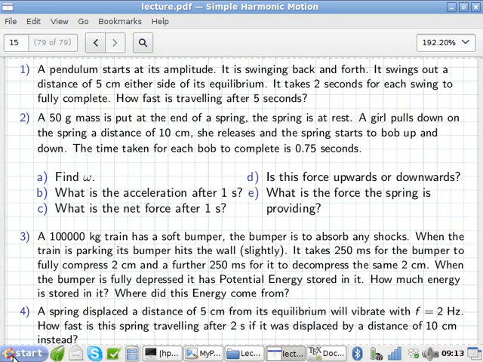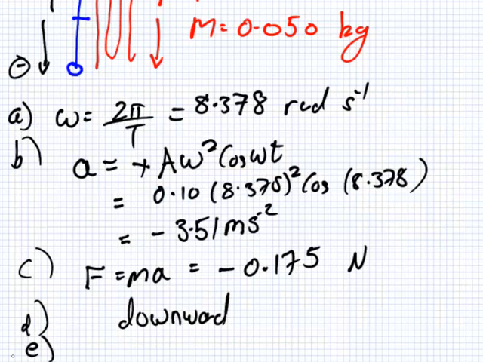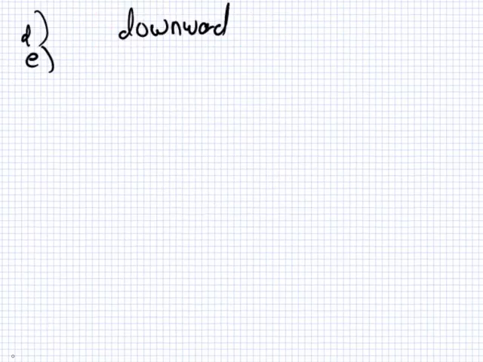What is the force the spring is providing? Now you might think, oh, well it's 0.175 downwards, but no, because there's also gravity pulling it down. So if we look at the picture very carefully, this is the equilibrium position, and the spring is going up and down here. And in our picture, when the spring is here, there's a force downwards in total of 0.175.